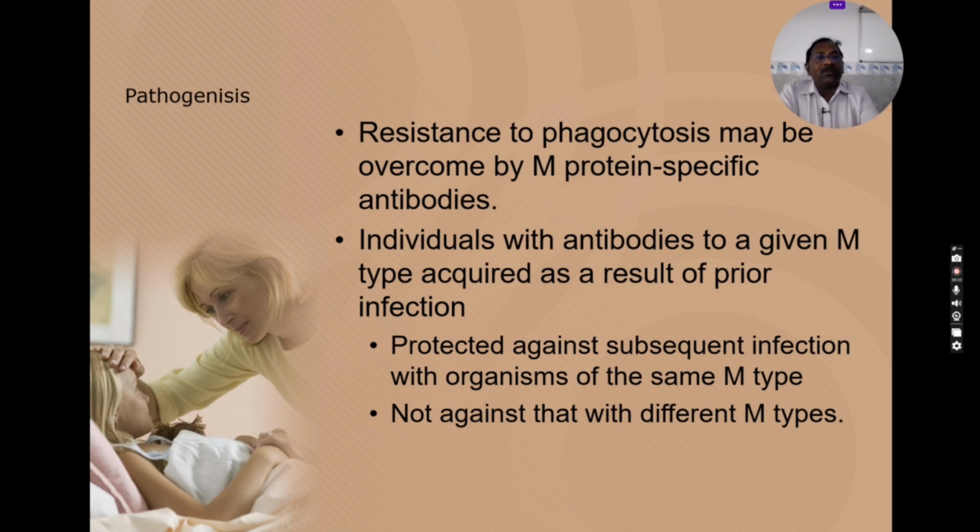Resistance to phagocytosis may be overcome by M protein specific antibodies. So individuals with antibodies to a given M type, acquired as a result of prior infection, are protected against subsequent infection with organisms of the same M type. They are not protected against different M types. For the same M type they get immunity, whereas against other types they won't get any immunity.